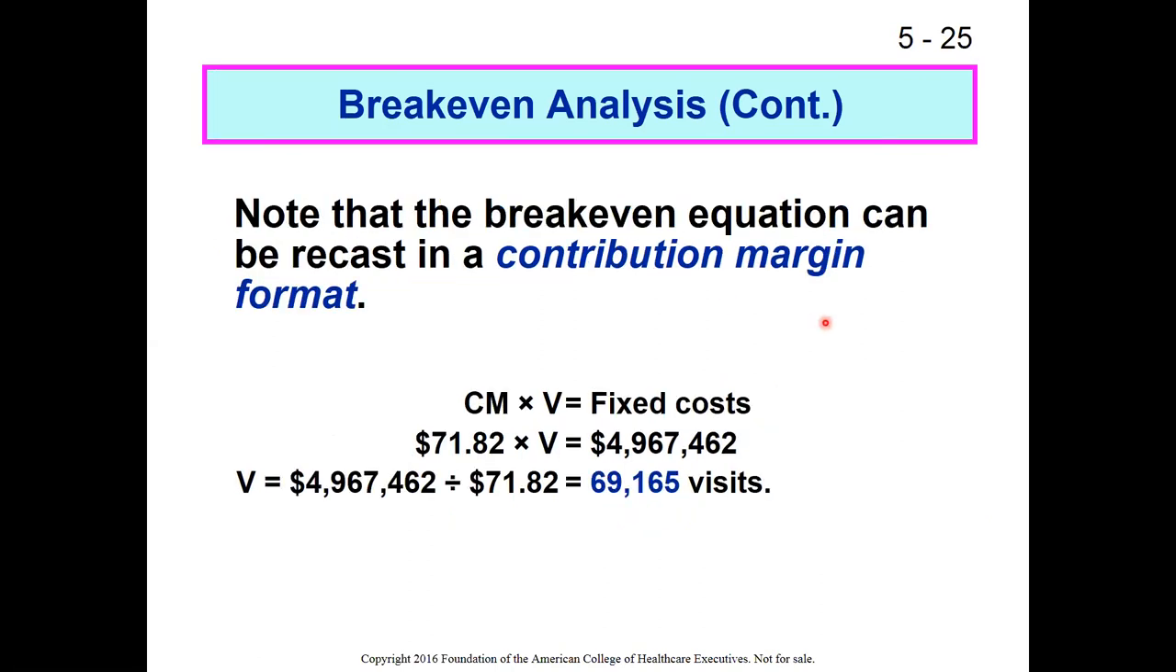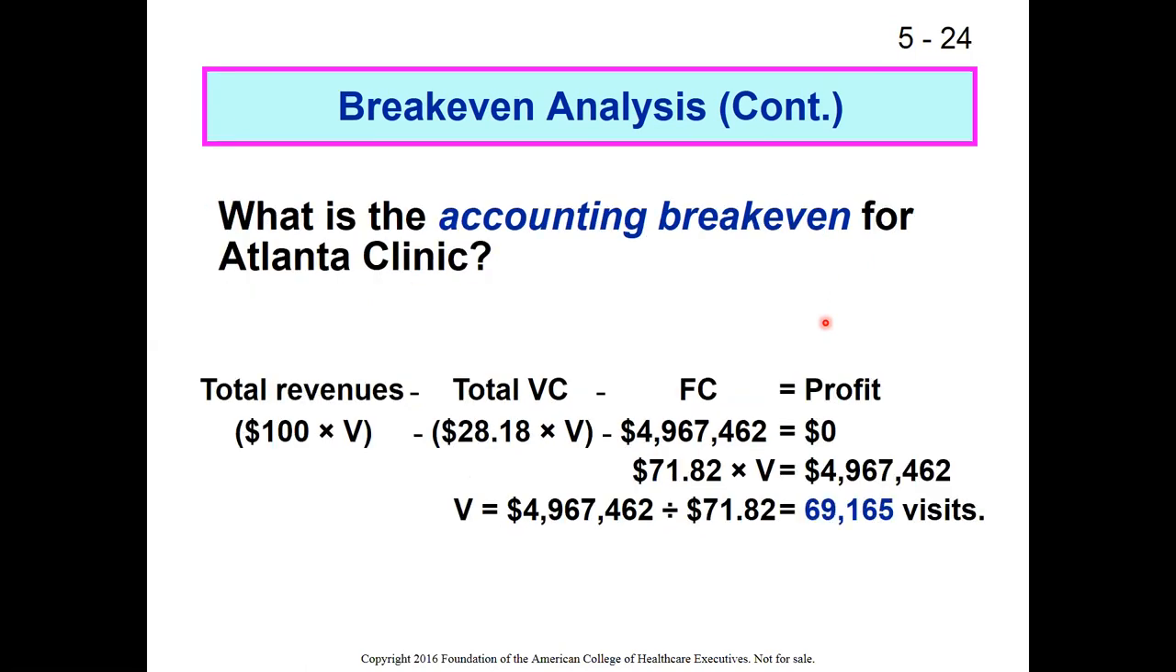So the break-even can also be looked at as a contribution margin, right? Because when we consolidated terms, when we said 100V minus 28.18V is equal to 71.82V, well, that is the contribution margin, right? And so we had the contribution margin per visit times the number of visits equals the fixed cost.